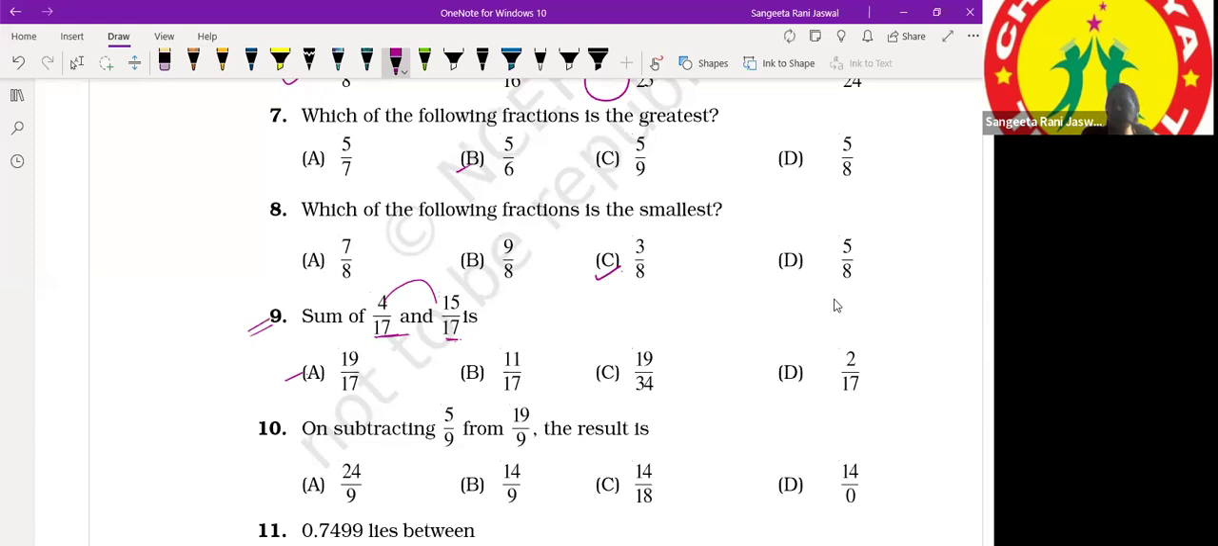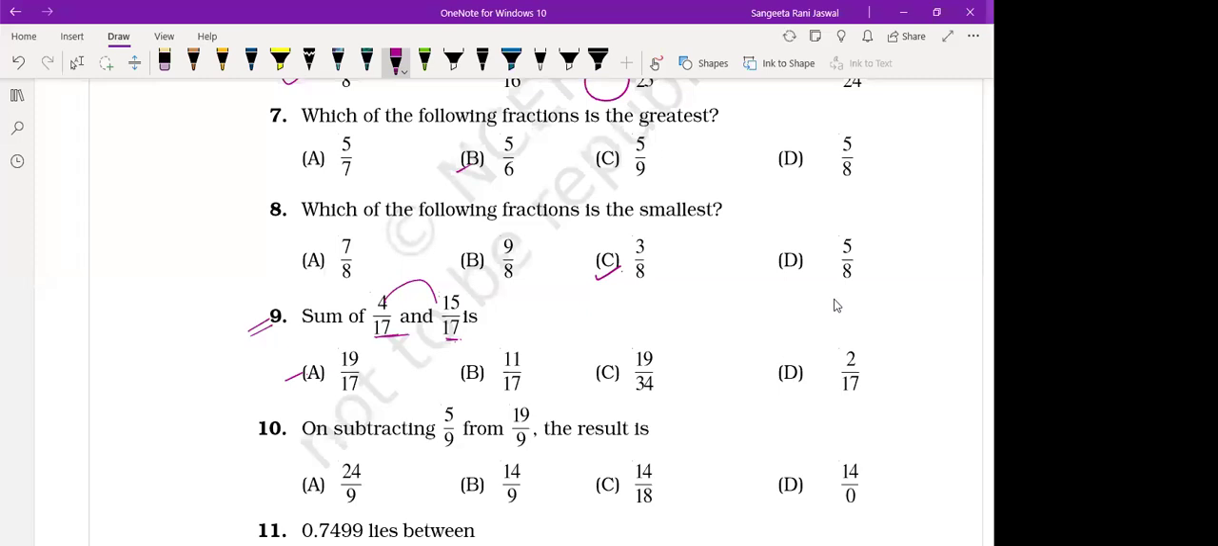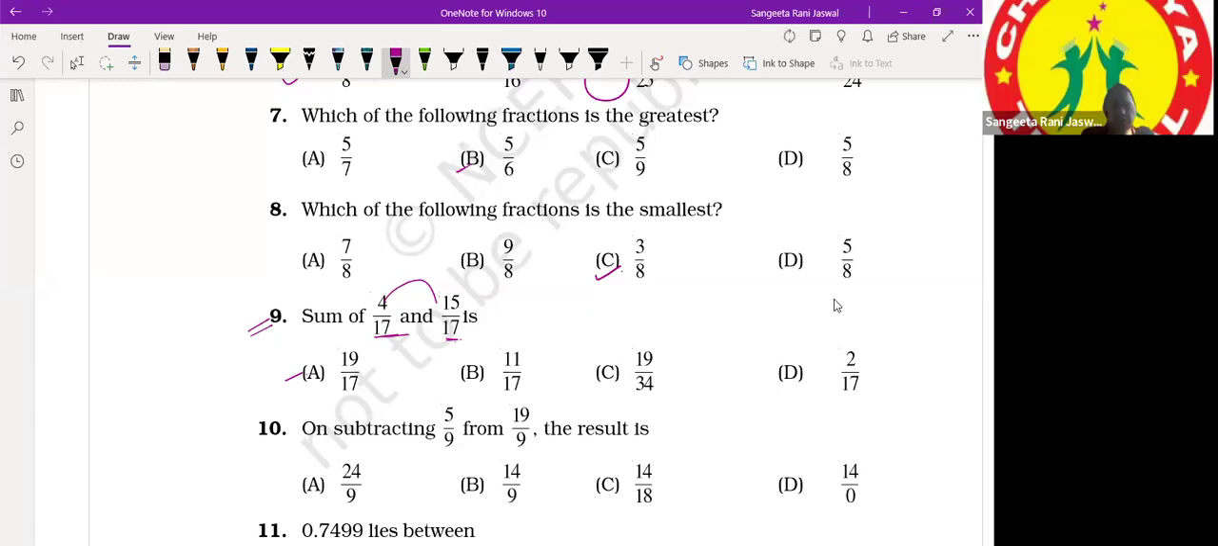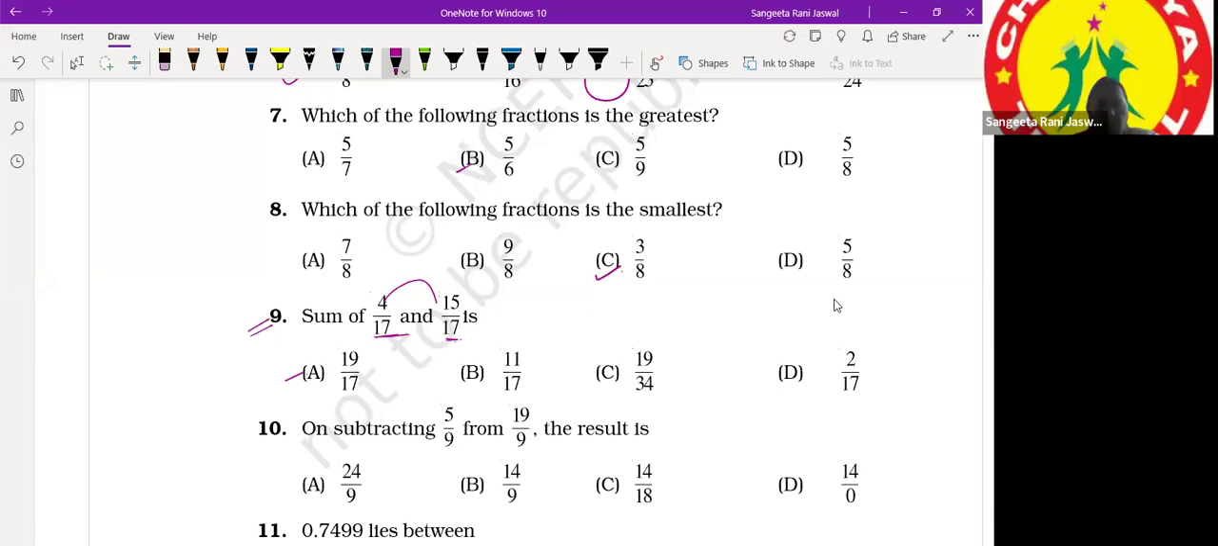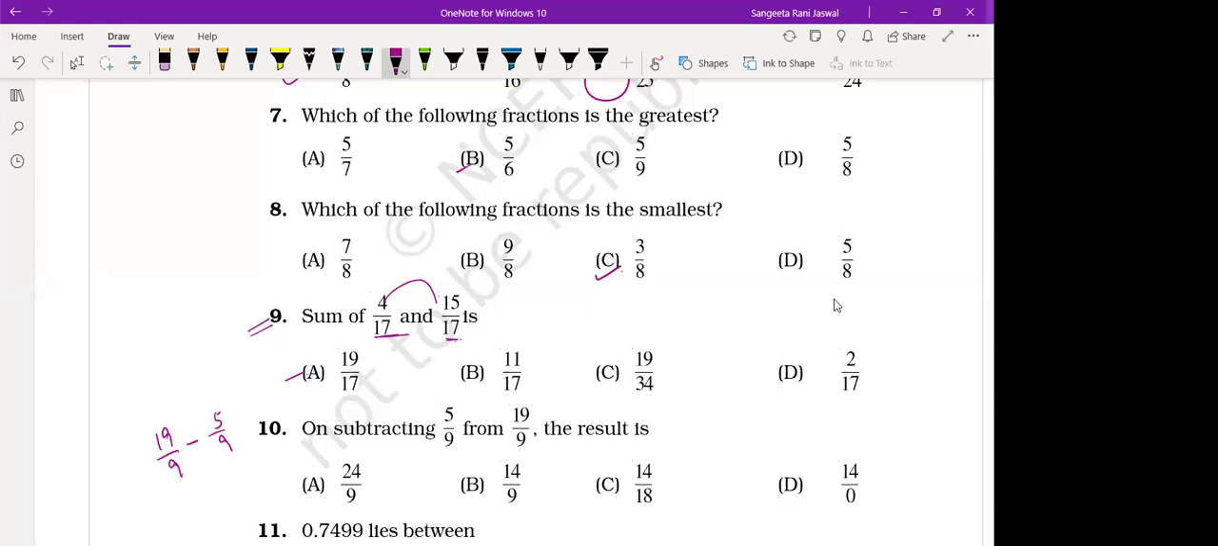On subtracting 5 by 9 from 19 by 9, the result is what? Neha? Ma'am, the result is going to be 19 by 7. Which option? Ma'am, A. Option A. On subtracting, beta, it's saying subtracting. You're subtracting 5 by 9 from 19 by 9. Sorry, ma'am, it's going to be B. 14 by 9. This one, okay?